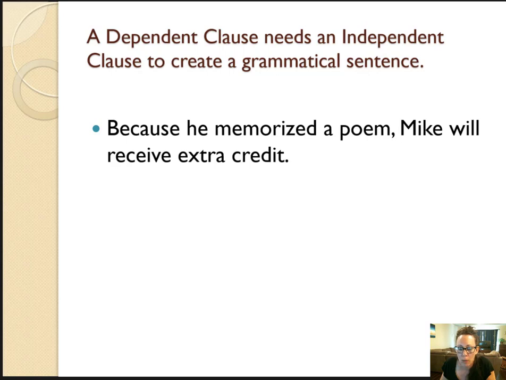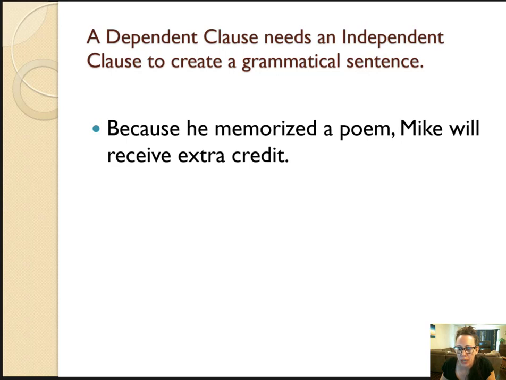So this is one option of doing it this way, putting the dependent clause first and then followed by an independent clause. And if we take a look there, we can see Mike will receive extra credit is independent. I've got my subject there, Mike. Will receive is my verb.